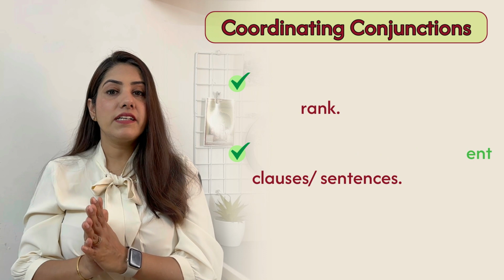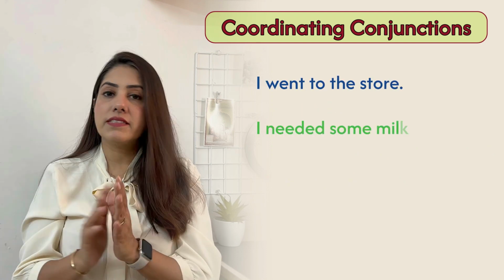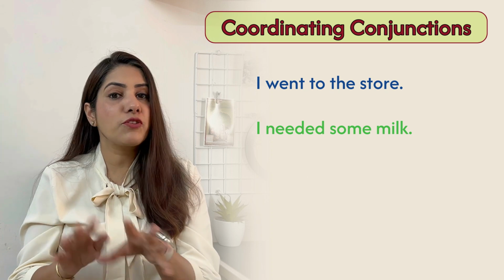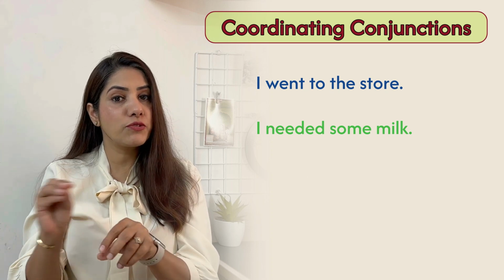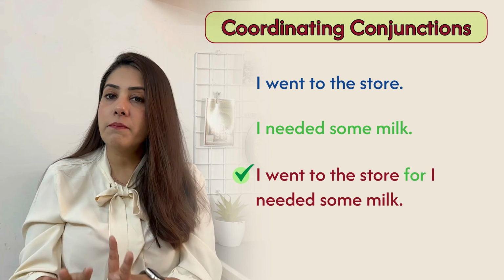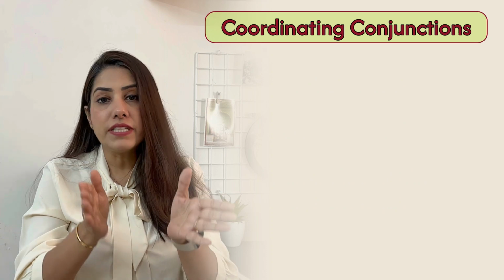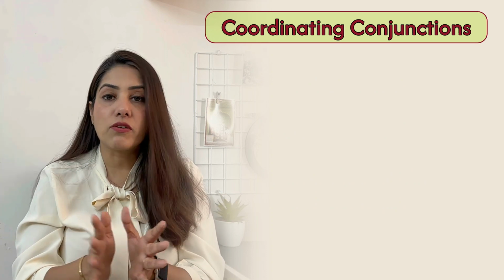So if I say I went to the store, I needed some milk. Here both these sentences are independent and I am joining these sentences using the conjunction for. I went to the store for I needed some milk. So coordinating conjunctions work on joining two independent sentences or clauses together.